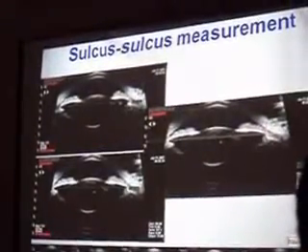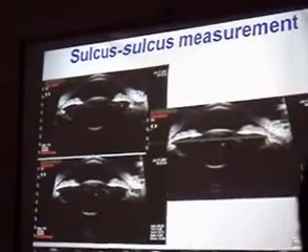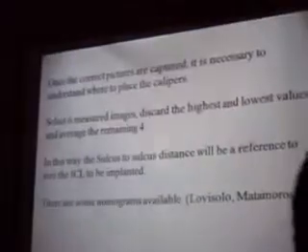Those are sulcus to sulcus measurements, three different images of the same patient, three different measurements, just showing as an example.